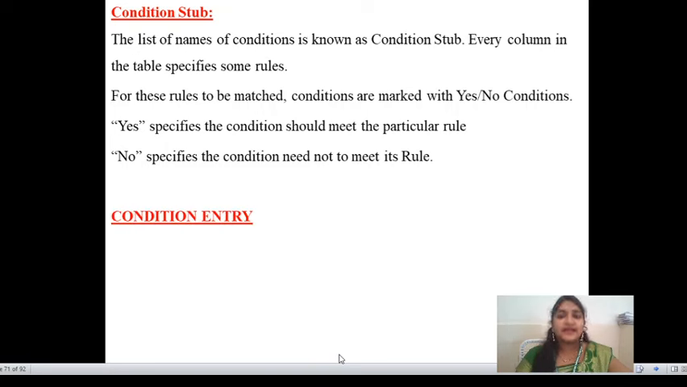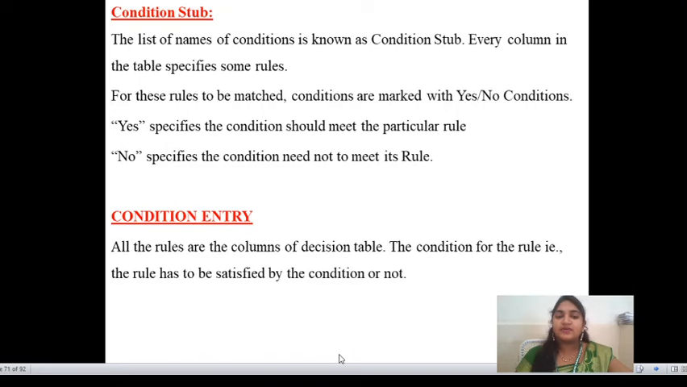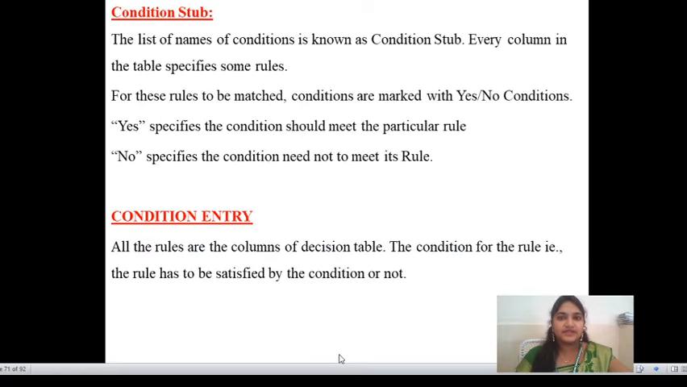Next, another aspect in the decision table is the condition entry. As the name itself suggests, it is the entry of the condition. All the rules in the columns of the decision table indicate whether the rule has to be satisfied by the condition or not. This defines the condition entry.